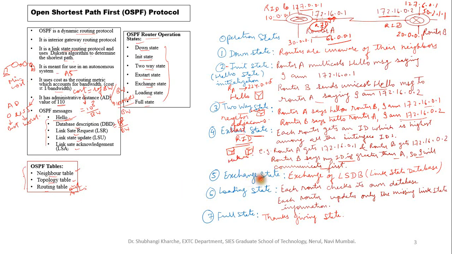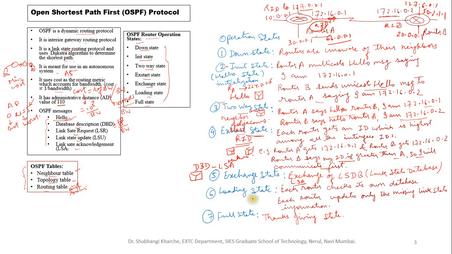Next state is the exchange state. In exchange state, the neighboring routers exchange the link state databases. The link state databases carry the link state advertisements, LSA packets. In exchange state, the database description messages are exchanged between the routers. These database description messages carry the link state advertisements. Now in exchange state, the link states are advertised between the two neighboring routers and the databases are updated.